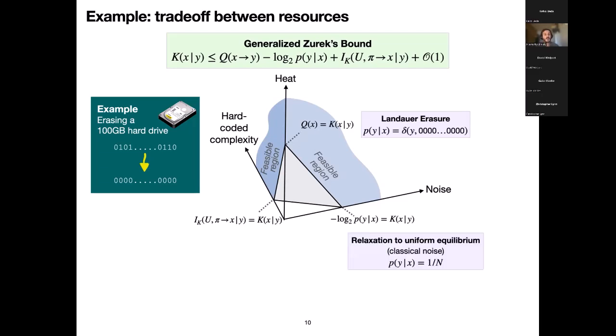Now let's think about the noise corner. So the noise corner could just be free relaxation to a uniform equilibrium. No heat has to be generated. There is some probability that we'll reach the final 0000 state, but of course that probability is going to be really tiny. And yet another strategy for high noise, low heat, and low complexity is that the system and bath go to a maximally entangled state. And so then when we make the measurement, we get this very high entropy output. And again, there's a very low but nonzero probability that the hard drive gets erased.